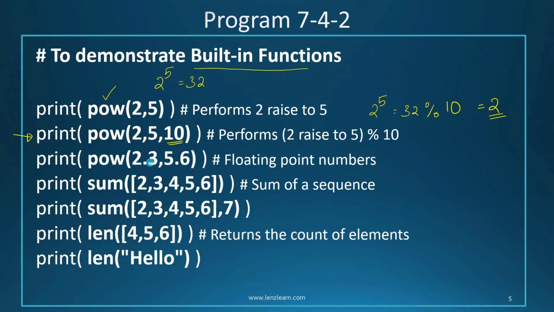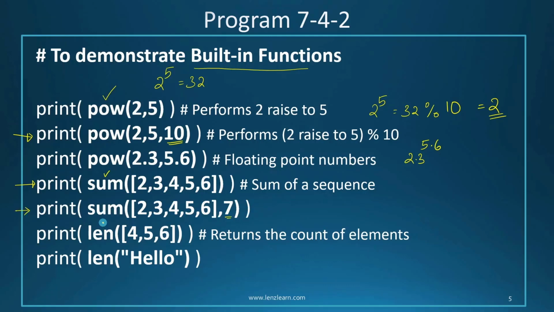You can also have floating point numbers inside the power function. So this will find the answer of 2 raised to 3 raised to 5.6. Whatever the answer is will be printed out. You can have another function called sum, which will add all the values given inside the sequence and print the result. You can also use sum with a sequence followed by regular numbers. After the comma, you can give 3 more numbers, so it will add all the values in the sequence plus the other numbers that you have given outside the sequence, and finally the result will be printed out.